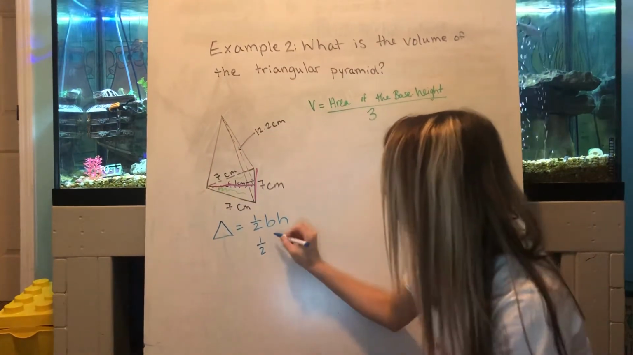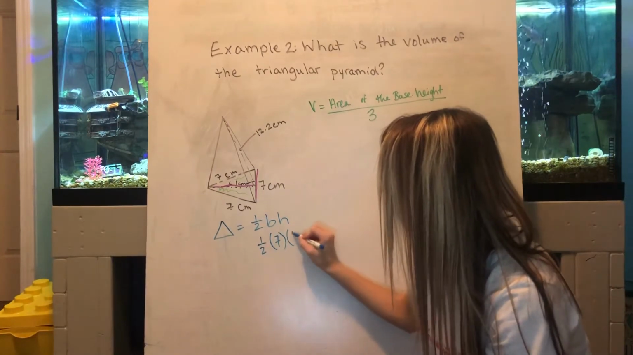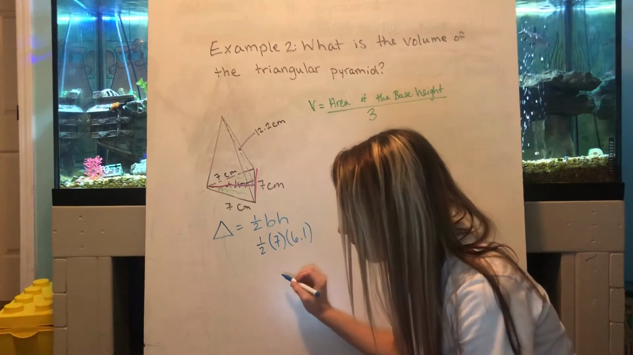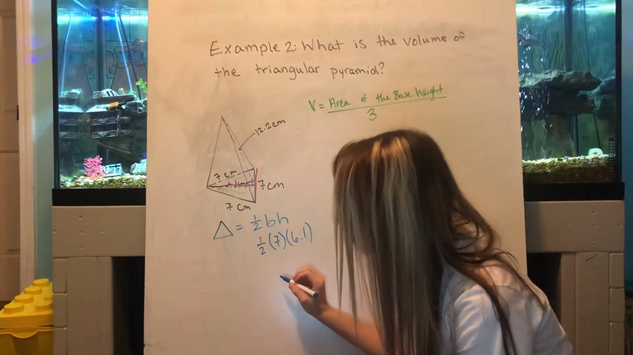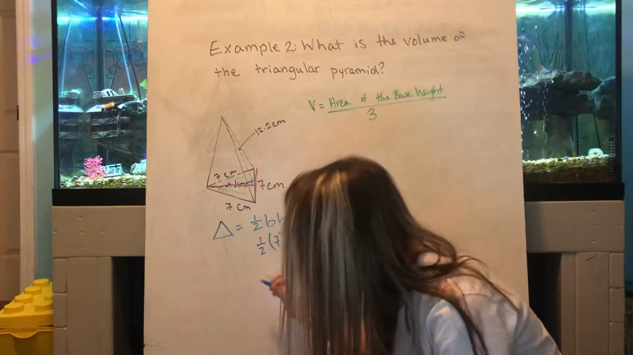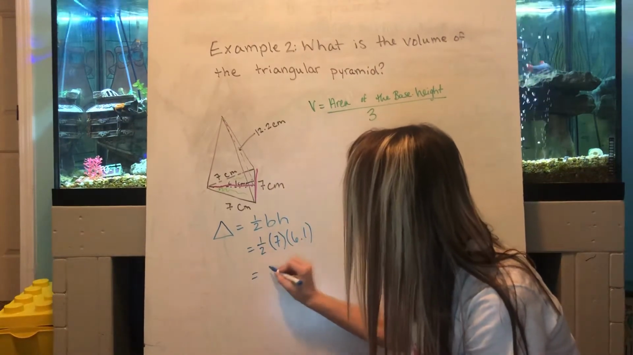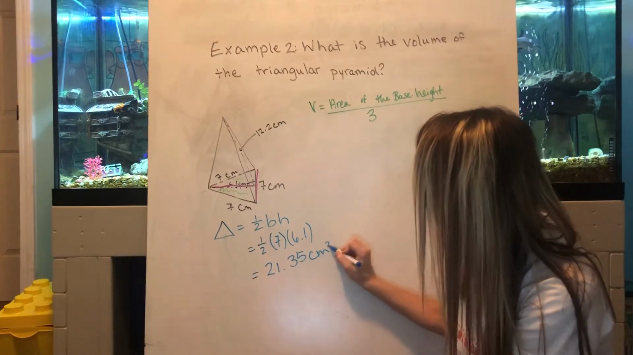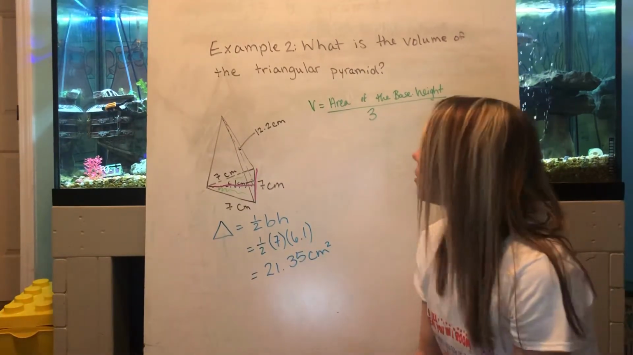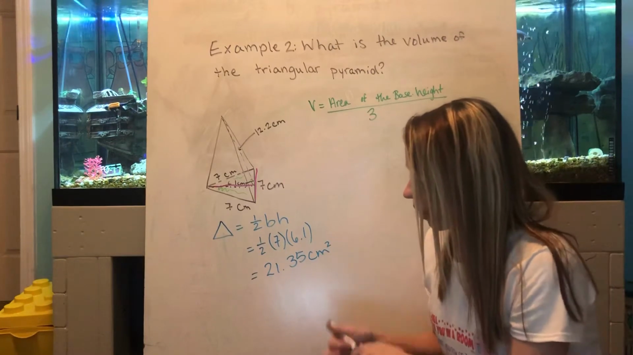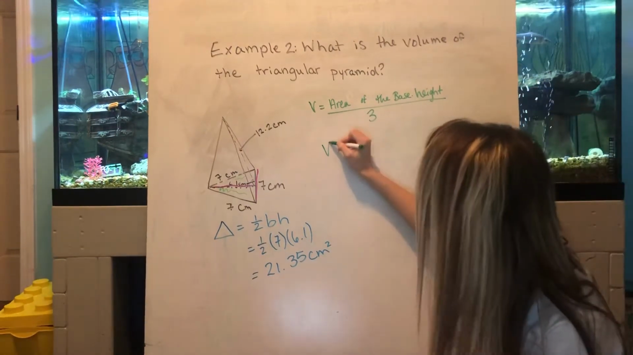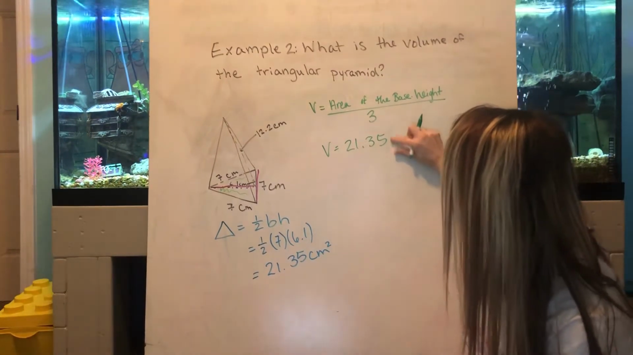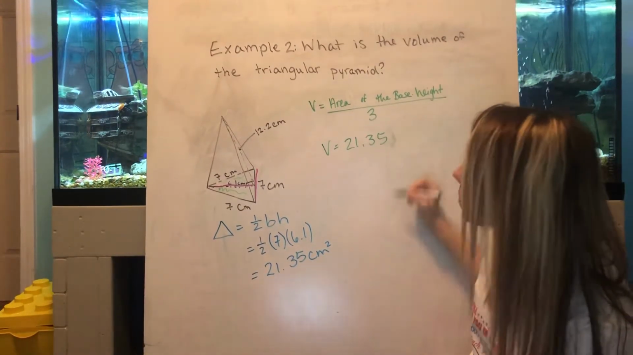So times 7 times 6.1, let me get my handy dandy calculator. That gives me 21.35 square centimeters. Okay, so my volume so far is 21.35 times the height of the pyramid.